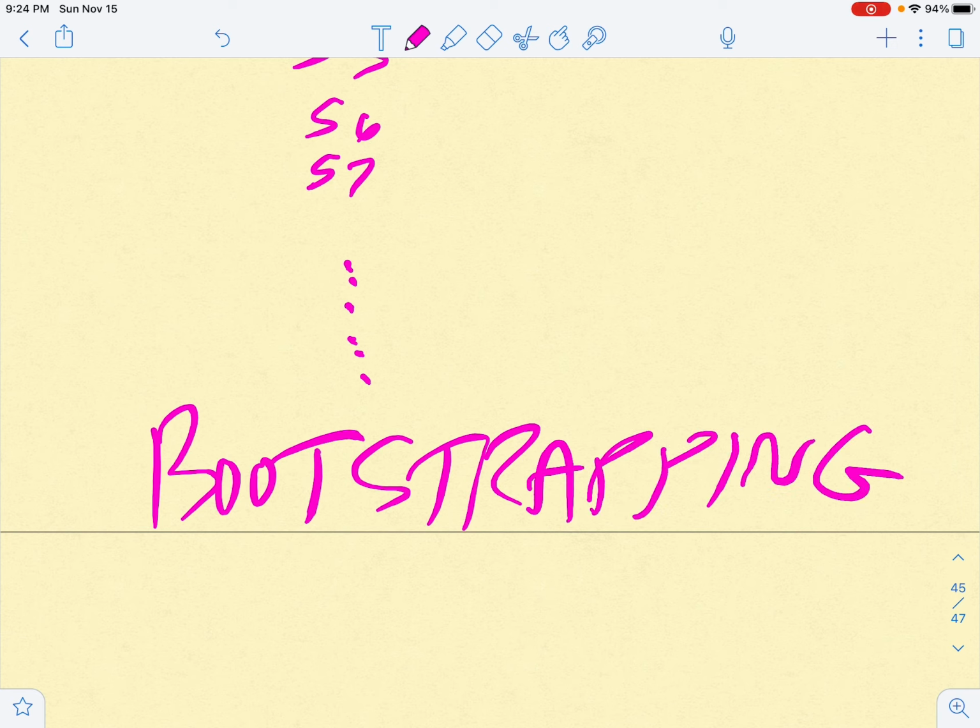And that is bootstrapping. Bootstrapping the zero coupon yield curve.